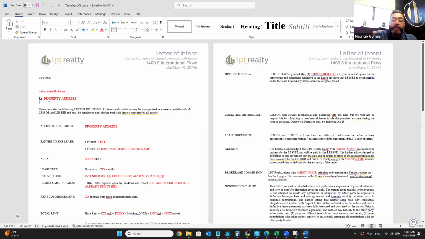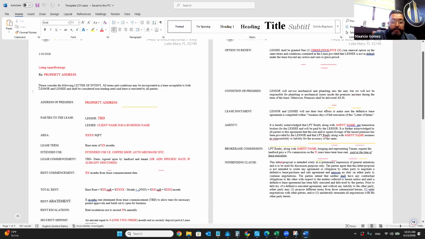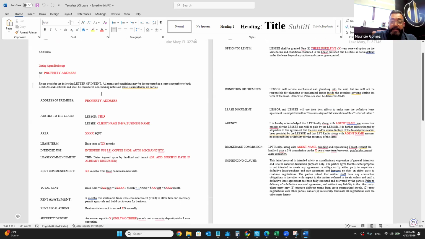Okay. So the property address, that's pretty self-explanatory. Wherever the property is, whatever the unit is, you want to make sure that it's the first thing on that letter of intent so that they know what this is about. This verbiage here is very basic verbiage. It does not need to change. It basically says that all these terms and conditions may be incorporated into a lease that is the legal binding document that is acceptable to both the lessor, which is the landlord, and the lessee, which is the tenant.